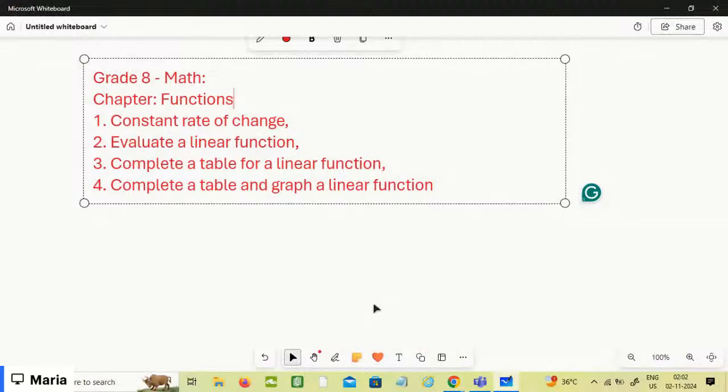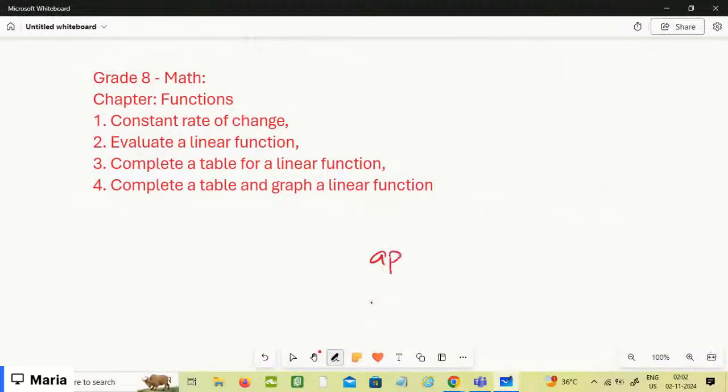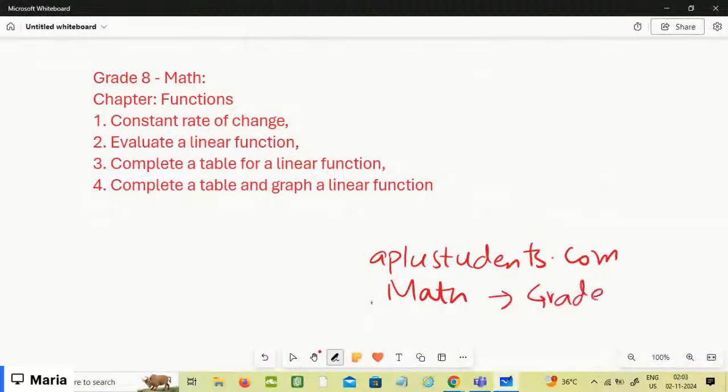We are here for grade 8 math. You can find all the lessons on aplusstudents.com. You have to log in there using your email address and password as provided by the administrator. Then you have to select math from the subject tab, scroll down to grade 8 math and then click on view all lessons. There you can find a list of the chapters. We're going to start with the chapter functions.